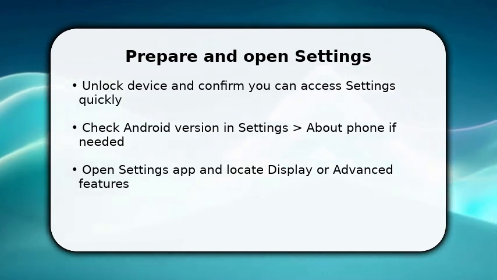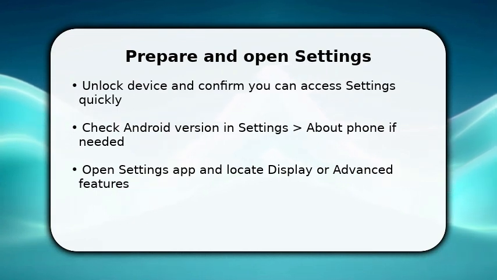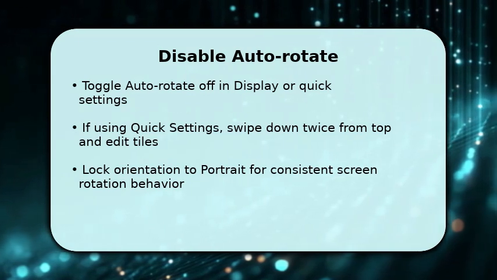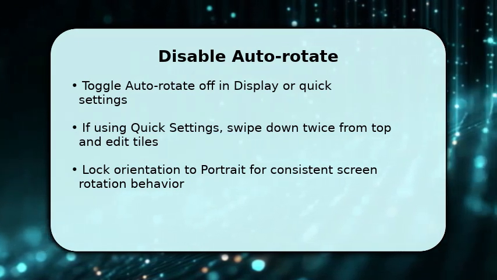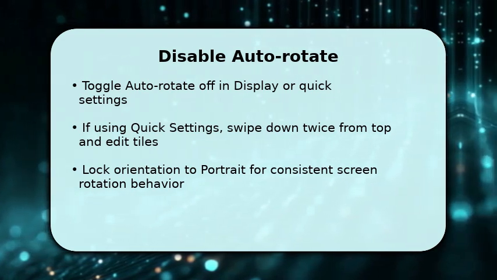Once in the right menu, make sure you can reach the quick settings panel too, because you'll toggle from there if you want a faster method. You'll now turn off auto-rotate. In display settings, locate auto-rotate or screen rotation and switch it off. This prevents apps from changing orientation.